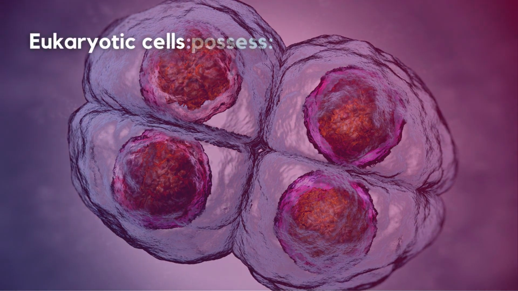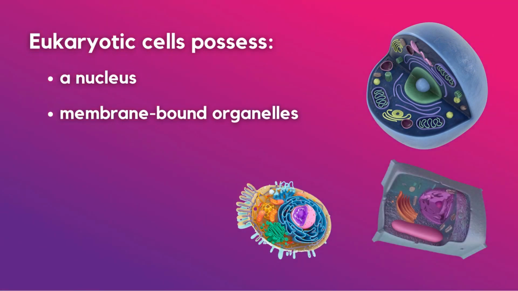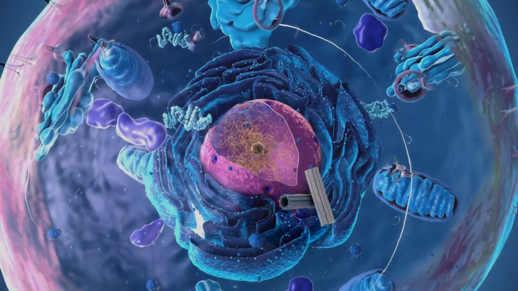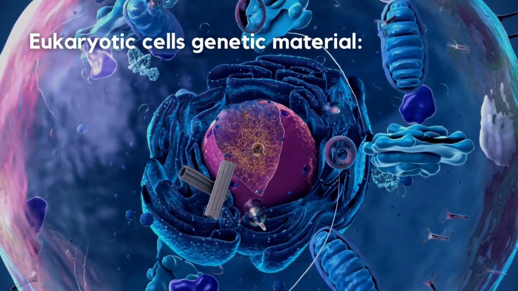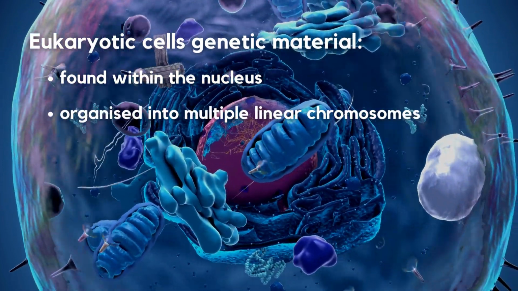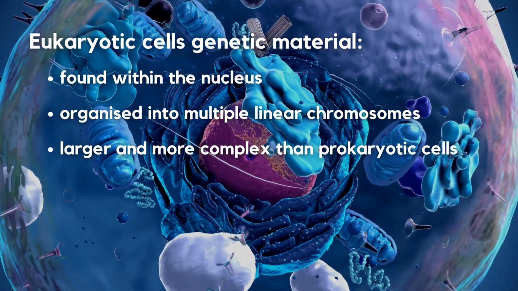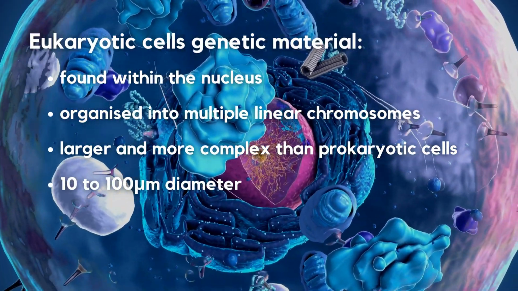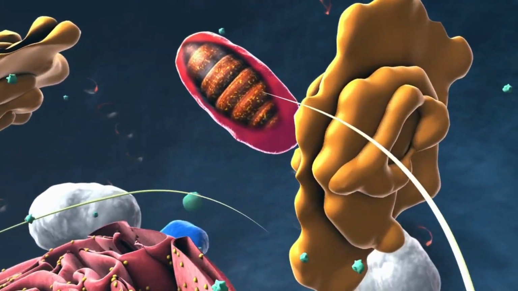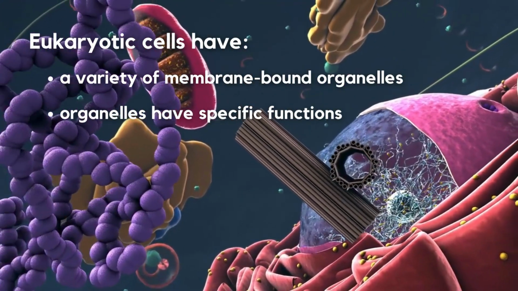Eukaryotic cells are characterized by possessing a nucleus and organelles that are surrounded by membrane, which compartmentalize the internal structure of the cell. The genetic material of eukaryotic cells is found within the nucleus, organized into multiple linear chromosomes. These cells are usually larger and more complex than prokaryotic cells, with a diameter typically ranging from between 10 and 100 micrometers. In addition to the nucleus, eukaryotic cells have a variety of membrane-bound organelles that carry out specific functions.